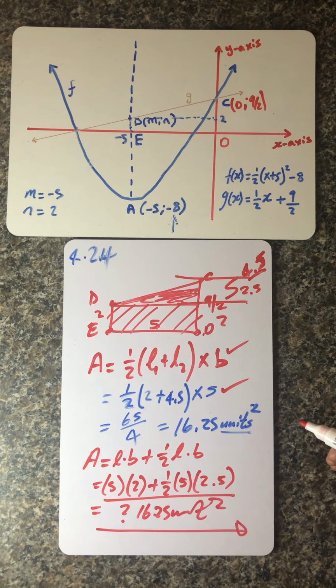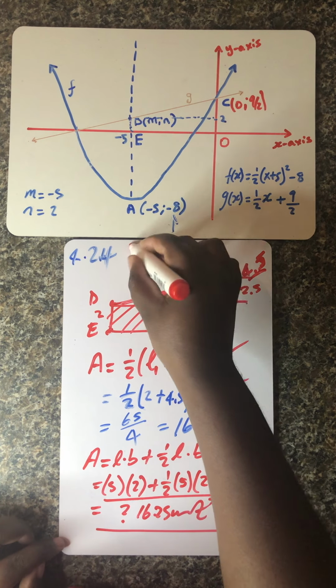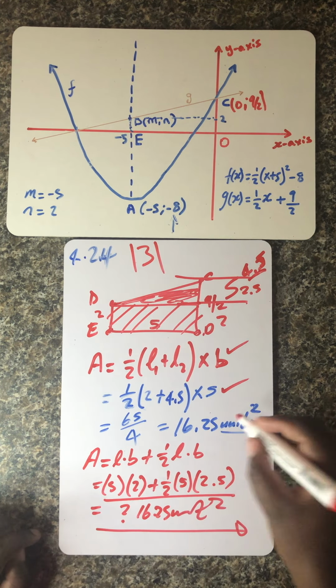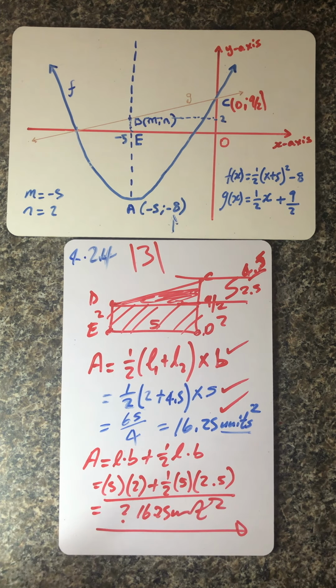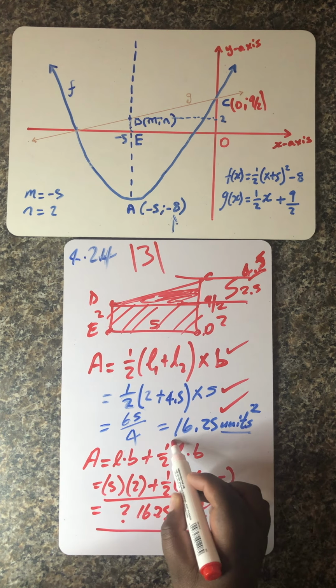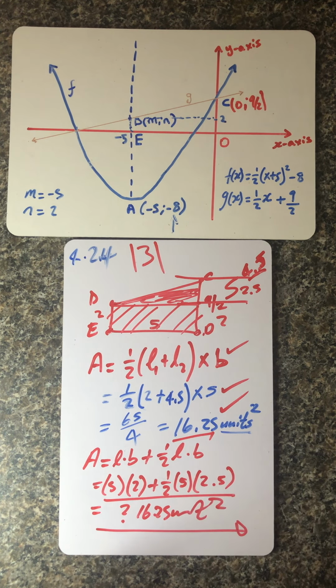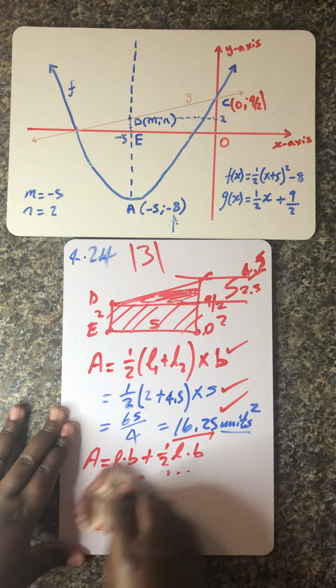Let's just quickly check this question. How many marks? I think it's 3 marks. Yeah, it's allocated 3 marks. Then I can give you a mark for the final answer. So I think even if you just said 16.25, they were still going to give you a mark. But for you to show that you come from good hands, you can just write units squared, because you know the area is measured in units squared. So guys, I think we can now move to the next question.